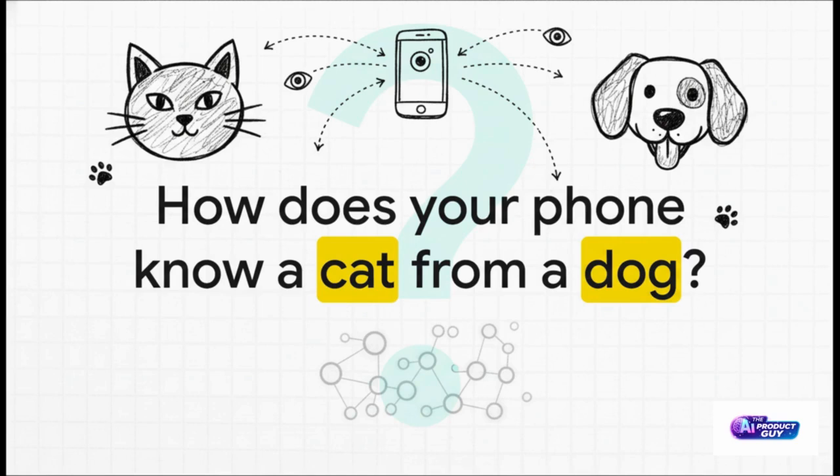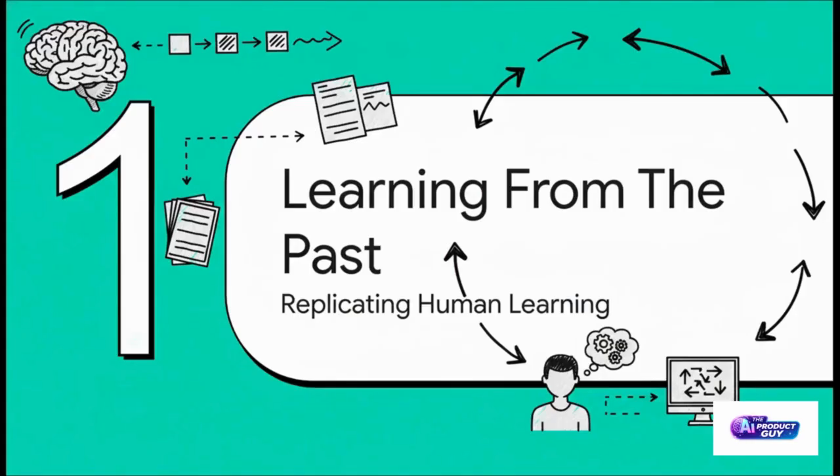How in the world does your phone's photo app know the difference between a picture of your cat and a picture of your dog? The answer isn't some giant complicated rulebook about whiskers and tails. Nope, it's actually something way more human. You see, the whole secret is that these systems learn a lot like we do. They learn from experience, from looking at what's come before.